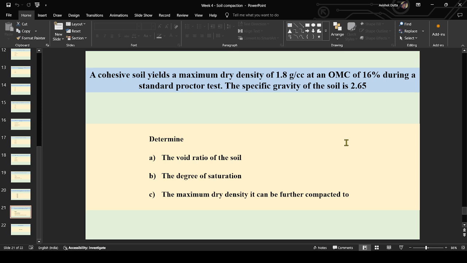Okay, I repeat the question. Cohesive soil yields a maximum dry density of 1.8 gram per cc at an optimum moisture content of 16% during a standard Proctor test. The specific gravity of the soil is 2.65. You have to find out first the void ratio of the soil, the degree of saturation, and last the maximum dry density it can be further compacted to. Okay, so this was the last question.